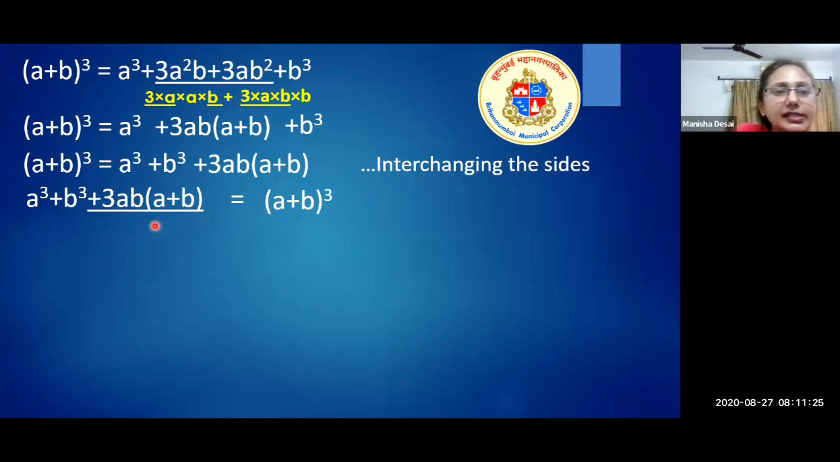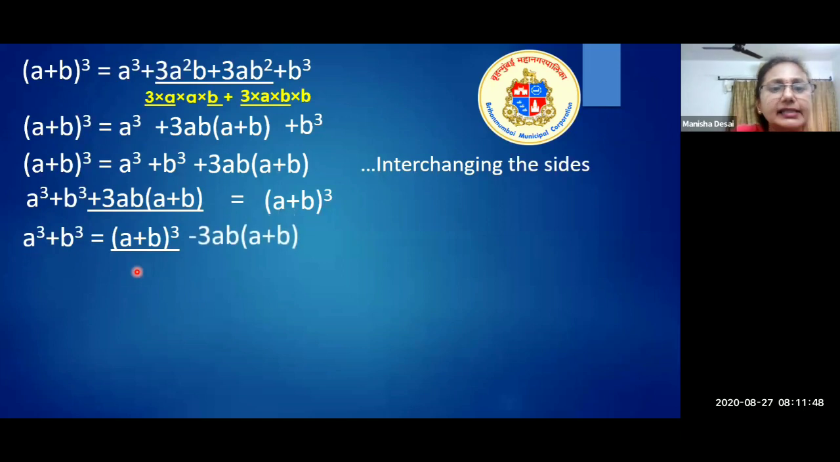Now you can see this plus 3ab into a plus b, I have underlined it because we have to shift this term from left to right. Whenever we shift terms from left to right, the sign changes. So it can be written as a cube plus b cube is equal to a plus b the whole cube minus 3ab into bracket a plus b, as this term is shifted from left to right.